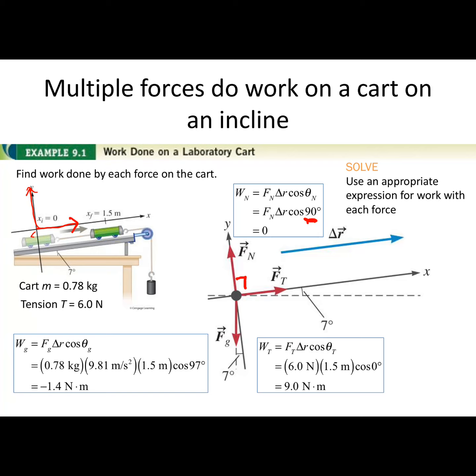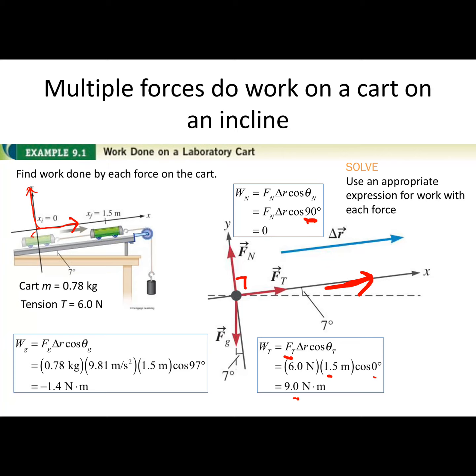Tension is pointing in the positive x direction, same as the displacement, which means this angle is 0. Good. So the work done by tension should be tension times displacement times cosine of this angle. Now that's the work done by tension.